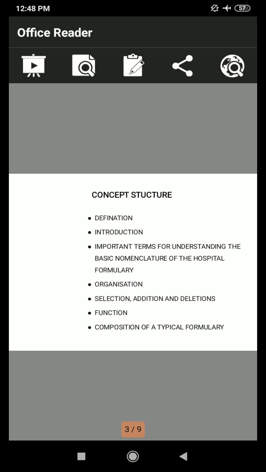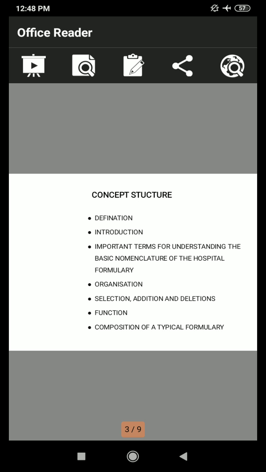First is the definition. A hospital formulary can be defined as an important document of the hospital containing a collective list of the drugs. This system is a powerful tool for improving the quality and controlling the cost of drug therapy. Then the introduction. Formulary means a collection of recipes.